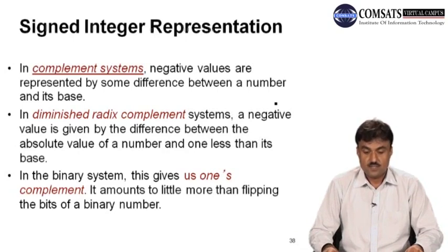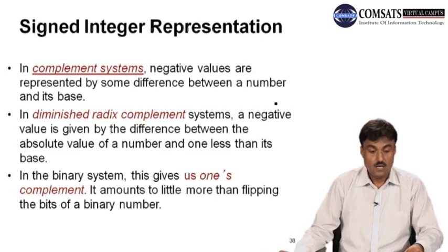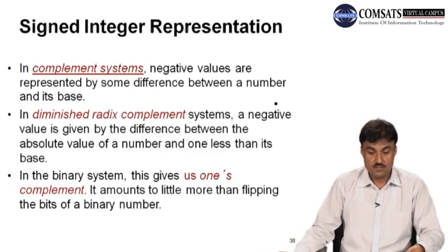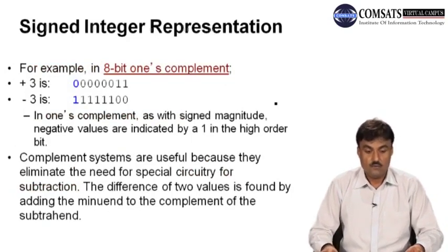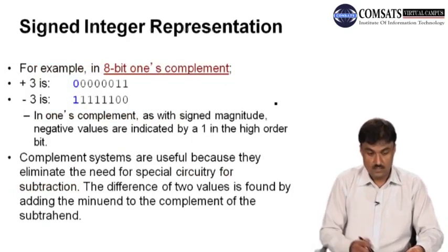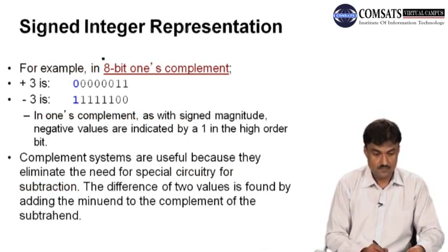In the binary system, this gives us 1's complement. It amounts to little more than flipping the bits of a binary number. So we will see how, with diminished radix complement systems like the 1's complement, we can represent numbers. For example, we have 8-bit 1's complement. The value is plus 3 here.